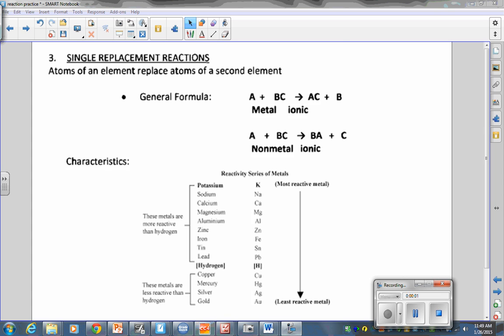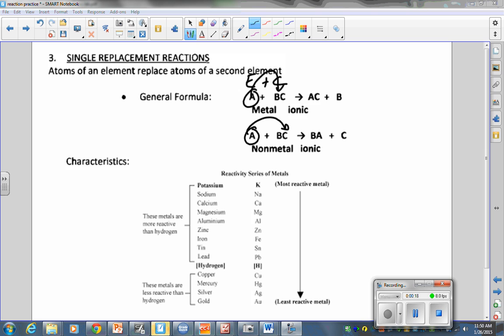Single replacement reactions. This is basically where an element gets kicked to the curb. The way it works is you have an element and a compound listed in a reaction. If the element is a metal, it will replace the front of the compound, which is a metal. If it is a non-metal, it replaces the back.